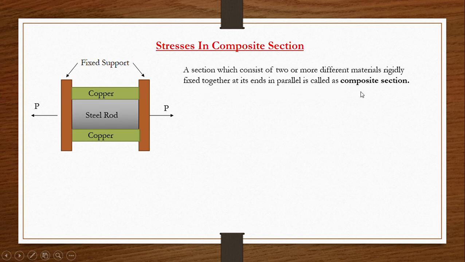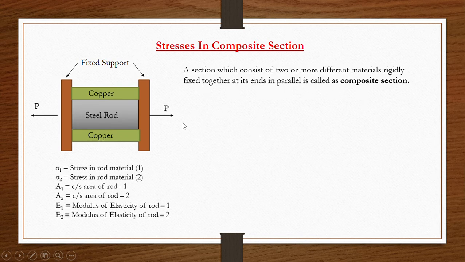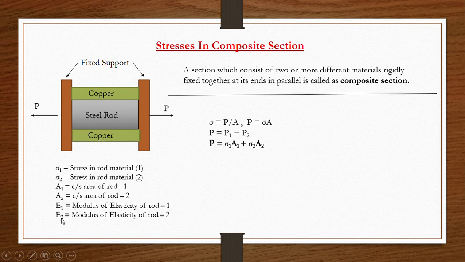The stress in the first material will be sigma 1, the stress in the second part will be sigma 2, the cross-section area of the first part will be A1 and the cross-section area of the second part will be A2. Modulus of elasticity is E1 and E2 for the first and second part respectively. You know, stress is nothing but force upon area, so P by A.